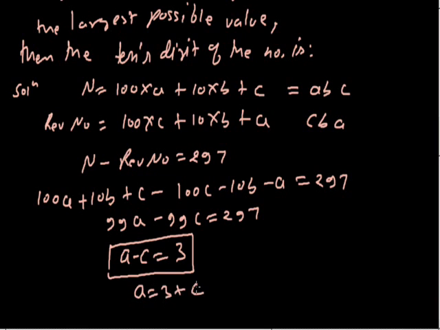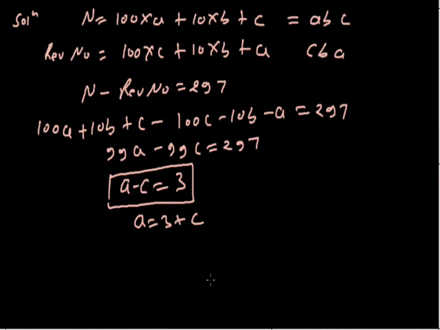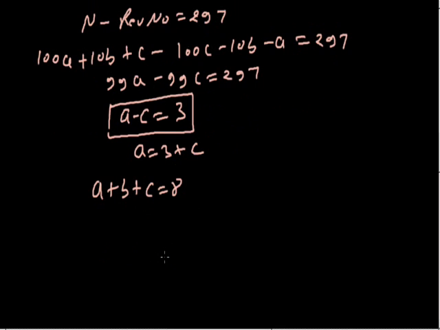and it is given that the sum of the digits is 8. It is given in this question that the sum of the digits, that is A plus B plus C, is equal to 8. Now we have to put the value of A in this equation. We put A equals 3 plus C, so B plus 2C is equal to 8 minus 3, which comes to be 5. So B plus 2C should be equal to 5.